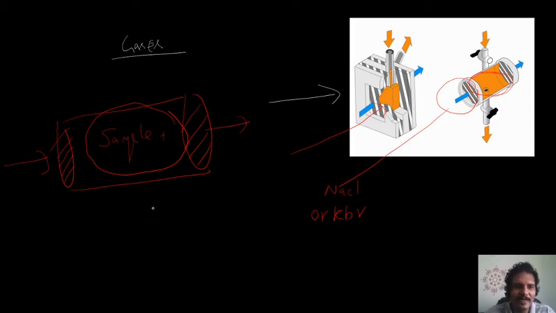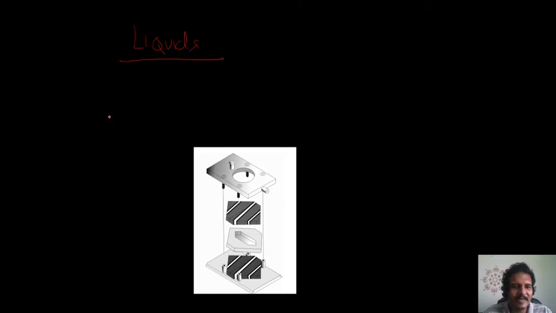So this is for gases. There are two types of construction: this is a circular kind of construction, this is a square type. The second type is particularly for liquids and solids. First we'll see liquids. For liquids, this is the technique that is followed.